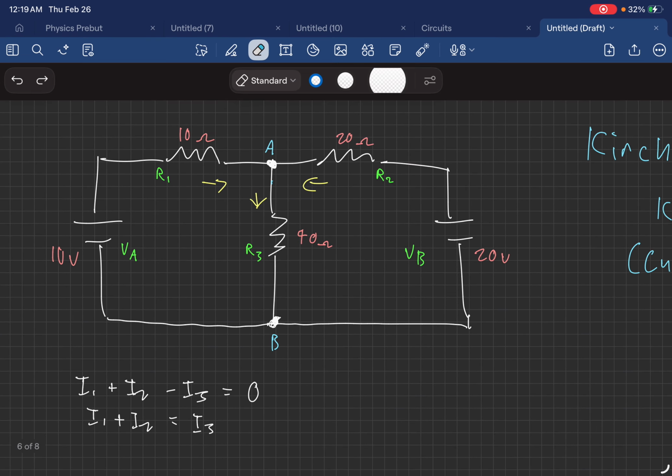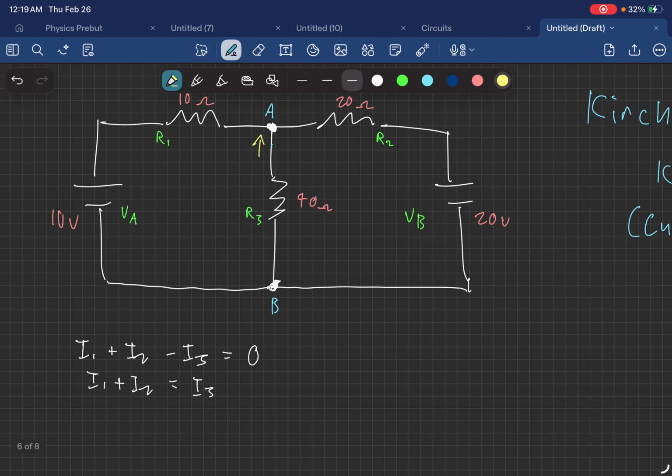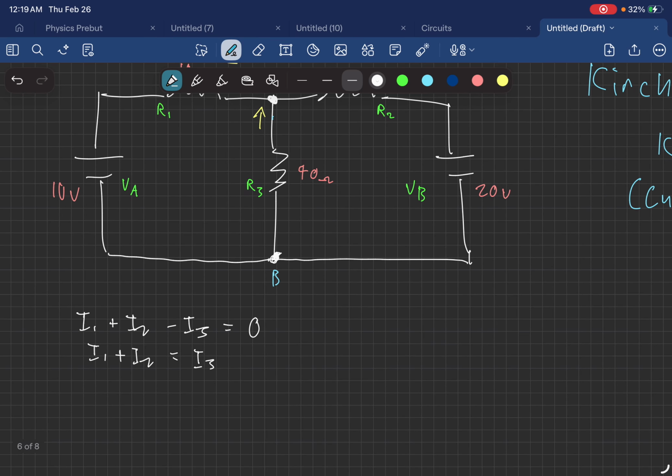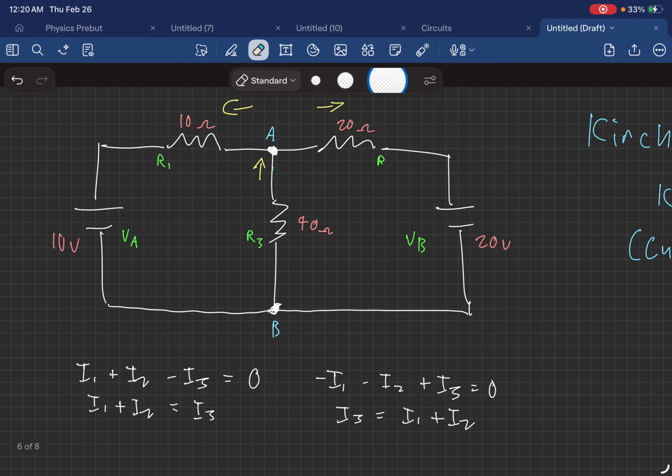Let's assume it in a different manner. What if I want to say current 2 is going out of the node, current 1 is going out of the node, and current 3 is going in the node? How will that look like in the equation? In the equation, it looks like negative I1 minus I2 plus I3 equals 0. And then you can see here, it's actually equal to, the sum of I1 and I2 is equal to I3. So yeah, we use the basic concepts.